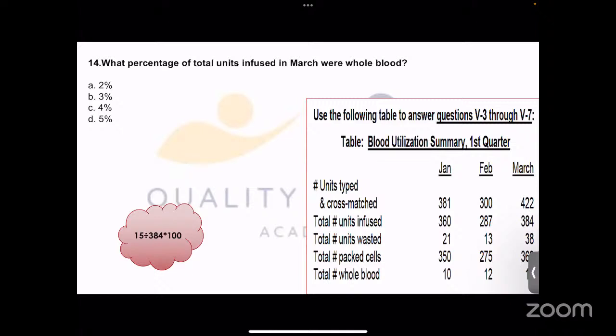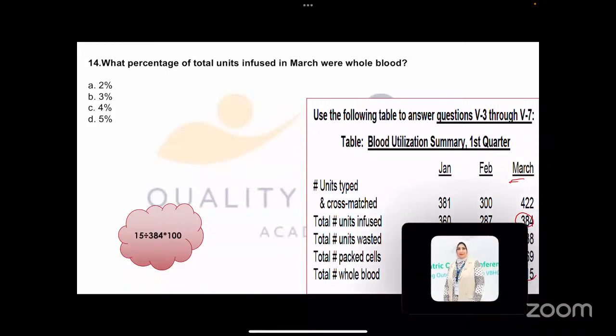Number 14, what percentage of total infused units in March were whole blood? Total infused units in March here is 384. Whole blood units is how much? We have 15.